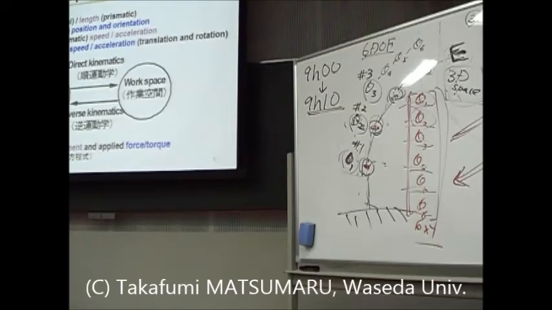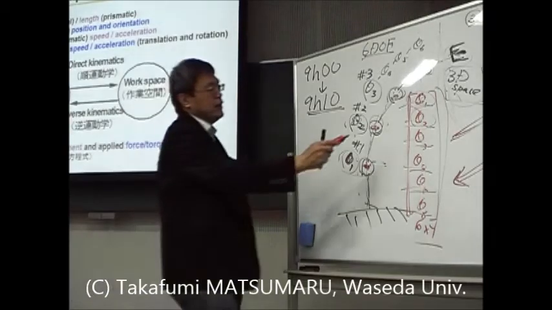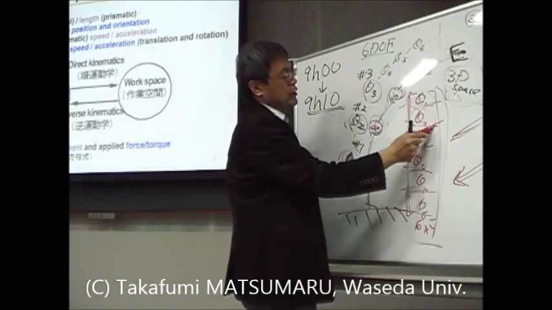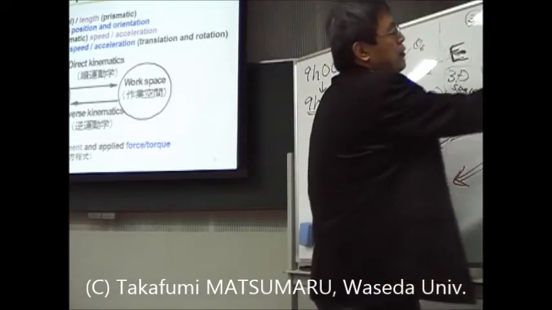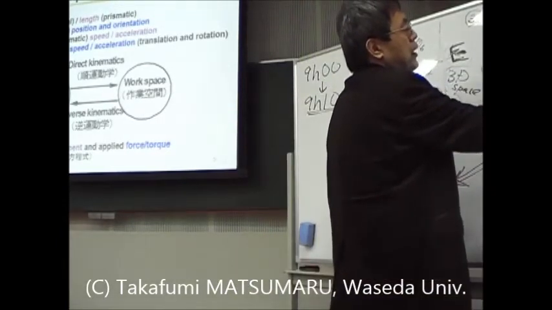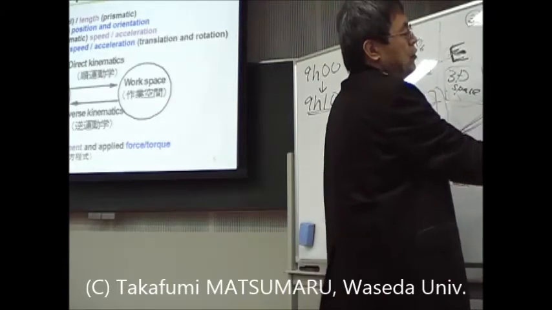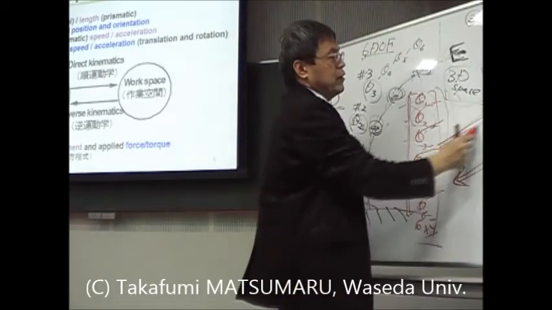Dynamics. Kinematics is a static condition, for example the position. When theta 1 is some angle, theta 2 is some degree, theta 3 is some degree, in this case what is the position of the end chip and what is the direction of the end chip, is a static condition.